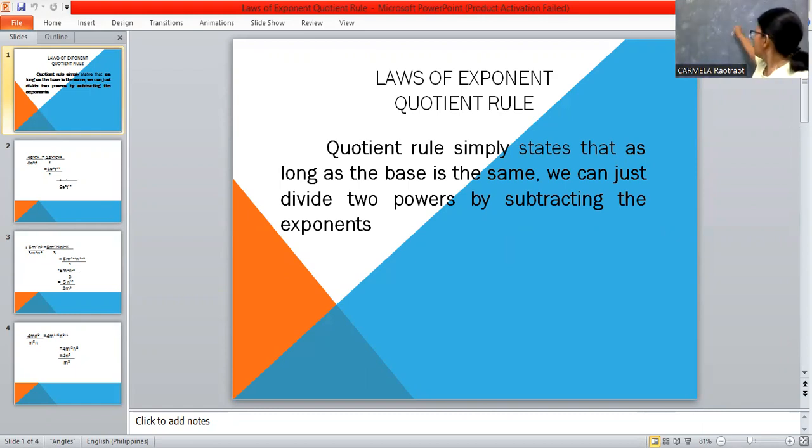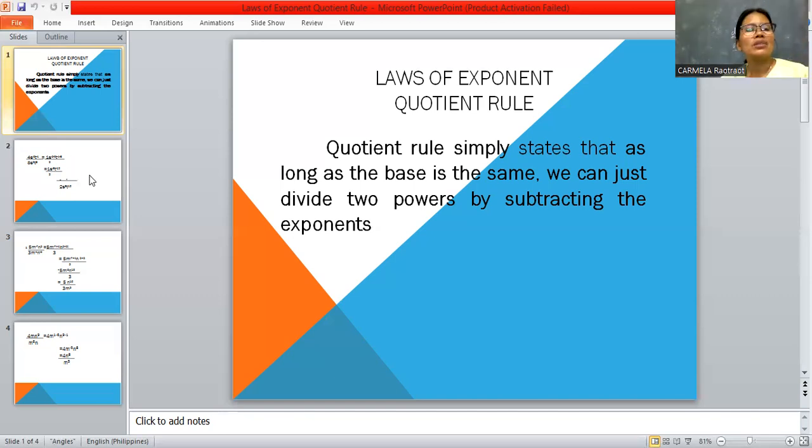Let's have an example. D raised to the power of 3 over D raised to the power of 2. As you can notice, the base in the numerator is D, and in the denominator we also have D. So in this case, what you are going to do with the exponent is subtract. D raised to the power of 3 minus 2, so that is D raised to the power of 1, or D.